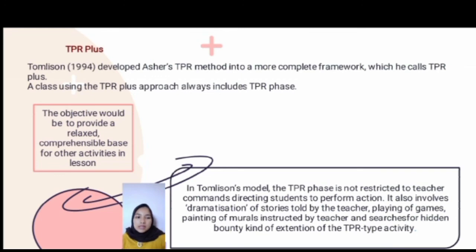In Tomlinson's model, the TPR phase is not restricted to teacher commands directing students to perform actions. It also involves dramatization of stories told by the teacher, playing of games, painting of murals instructed by the teacher, and searches for hidden treasure, a kind of extension of the TPR type activity.